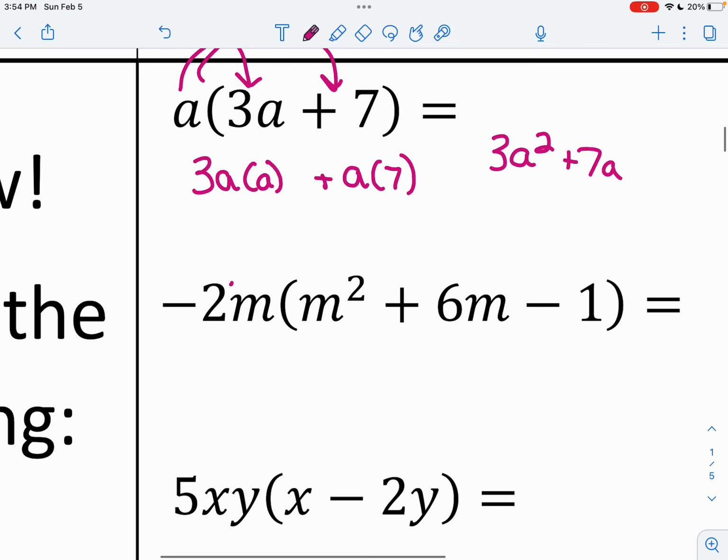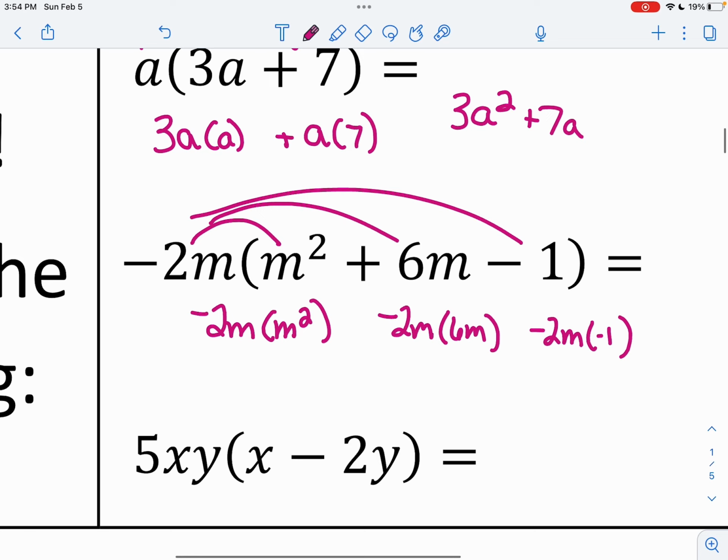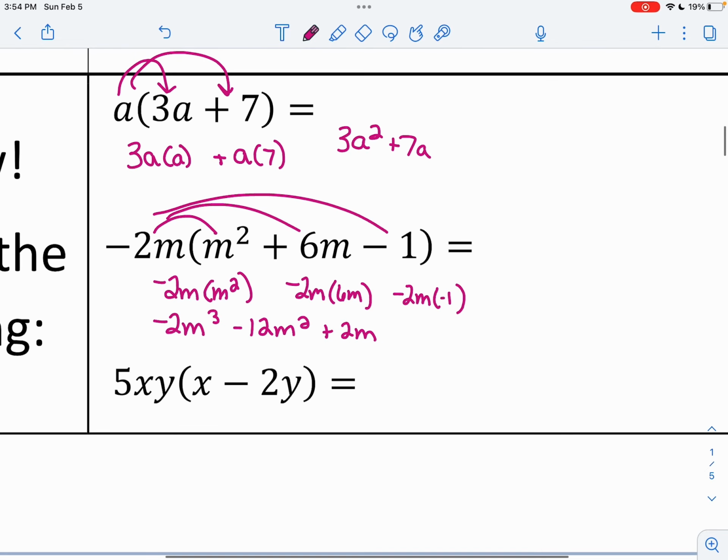Review again, if we were to distribute here, here, and here, we would get negative 2m times m squared. We would get negative 2m times 6m, negative 2m times negative 1, and our final answer would be negative 2m cubed minus 12m squared plus 2m. So this is all review from things we have done.